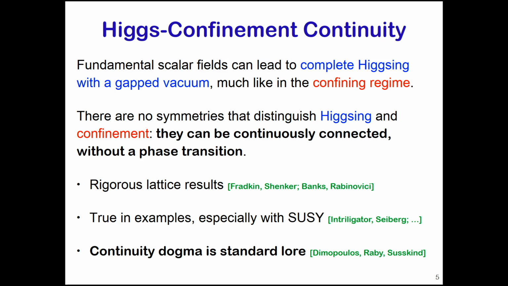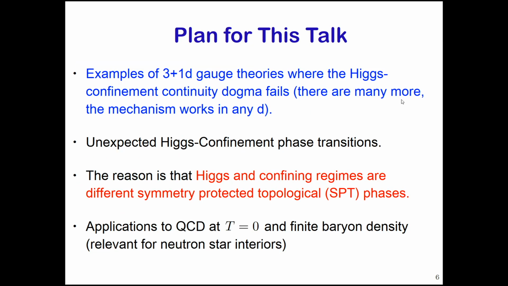So these are some of the basic ideas that underlie this Higgs-confinement continuity dogma. And what I would like to talk about today are a series of simple examples in 3+1-dimensional gauge theories, including real QCD, where this dogma can fail. And it fails for a simple reason, which is related to something that you already heard from Sakura about. I'll focus on two very simple examples just to explain them in the talk. There are many more. The mechanism is pretty generic. It works in any dimension.